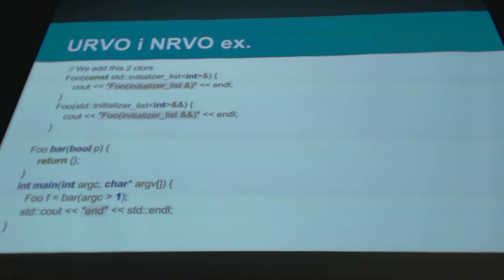So let's play with initializer list. Again, we have the two new constructors. One takes an lvalue reference to the initializer list, and the second takes an rvalue reference to the initializer list. And then we are saying something like this, right? Return, and then these braces. So, what do you think? Which constructor will be called?